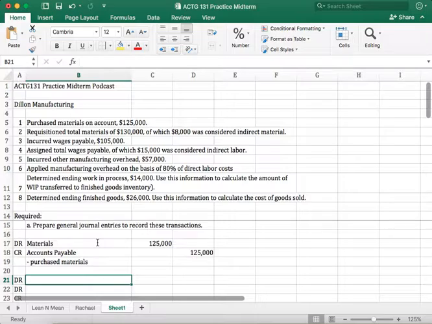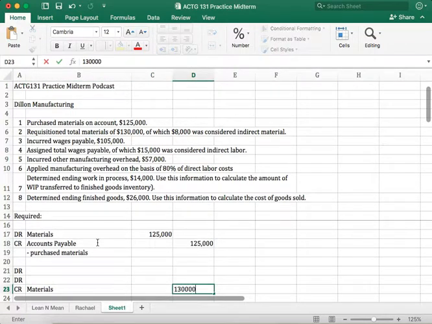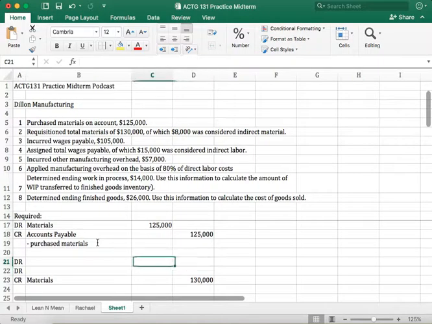All right, the next one, requisition total materials of 130,000, of which 8,000 was considered indirect. So, requisitioning materials, that means it's a credit to materials. I'm going to put that in first, 130,000. And part of this material is going to work in process, which is direct material, and the indirect material will go to manufacturing overhead. So let's put that in.